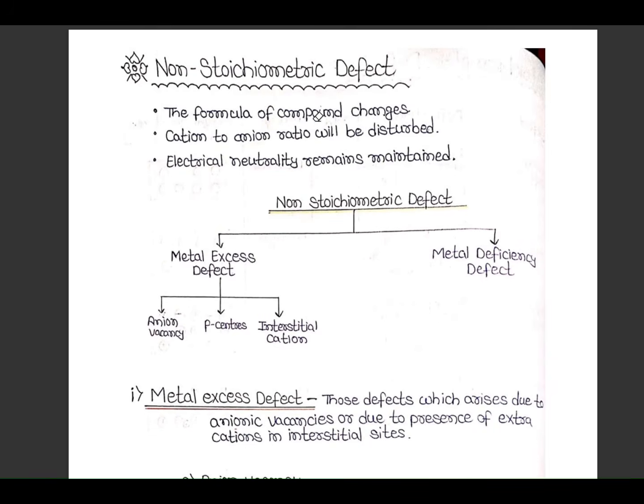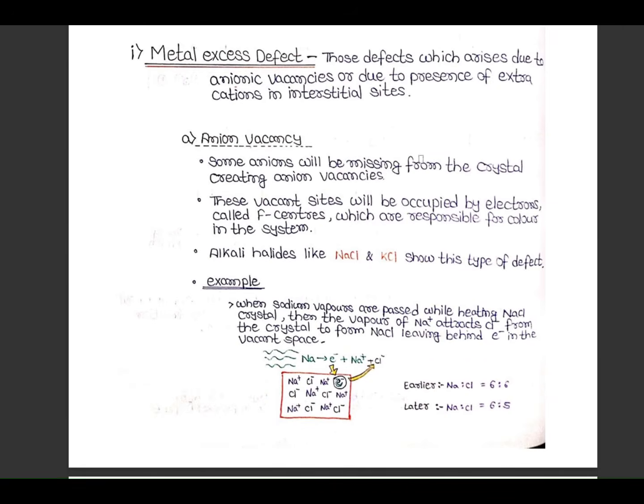Here the formula of the compound changes. The cation to anion ratio will be disturbed. Electrical neutrality remains maintained. Examples are metal excess. It is divided into metal excess defect and metal deficiency defect. And metal excess defect is divided into anion vacancy, F center, and interstitial cation. Let us come to metal excess defect: those defects which arise due to anionic vacancy or due to the presence of extra cations in the interstitial site.